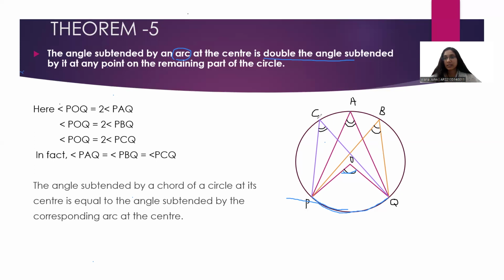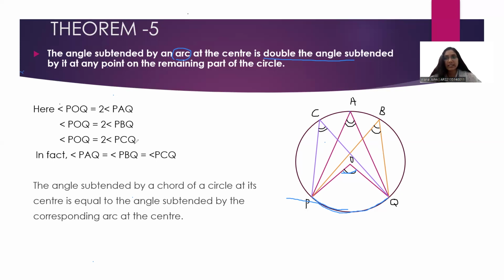So this is what the theorem says. If you are taking an arc, then the angle subtended by the arc at the center will be double the angle subtended by the same arc at any other point on the circle. So this will be the big angle, and it will be double the angles regarding A, B, C. So from this diagram we can say that angle POQ is equal to 2 times angle PAQ, also 2 times angle PBQ, also 2 times angle PCQ.